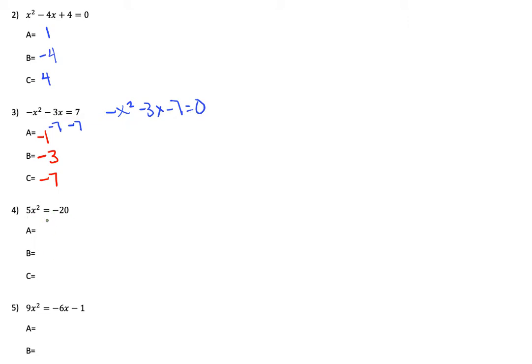On this one, again, I have to put it into standard form first. So 5x squared plus 20, because I need to add 20 to both sides. And now my a is positive 5. My b is missing. There is no x term, so my b is 0. My c is 20.